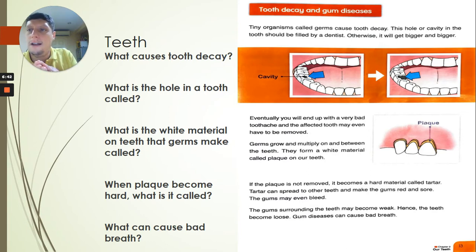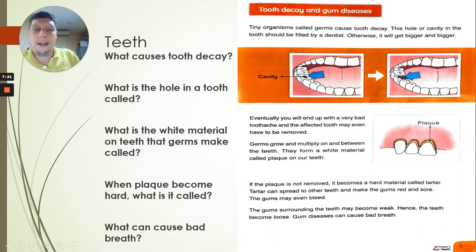Plaque is soft and tartar is hard, okay? So that's how you can tell the difference between plaque and tartar. Plaque is soft, you can scrape it out, but tartar is hard and it's much more difficult to remove. And then this tartar can cause pain to your teeth, but more importantly, it can damage your gums, spread disease into your gums. It can make them red and sore, and then it can even make them bleed, okay? So really, really important that you don't allow tartar to build up in your teeth and gums.